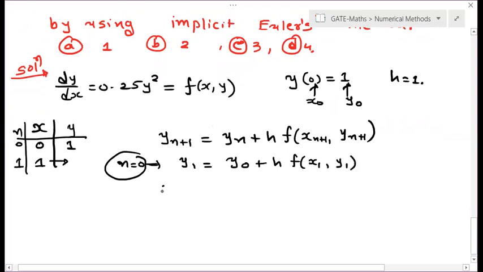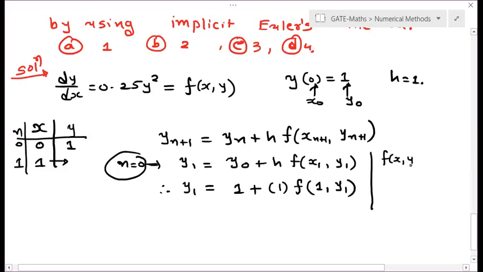Okay. So what is y1? Y1 I have to find. What is y0? Y0 is 1. What is step size? Step size is 1. Now function of x1, y1. X1 is what? X1 is 1. But y1 I need to find. Okay. So how can I write this function?